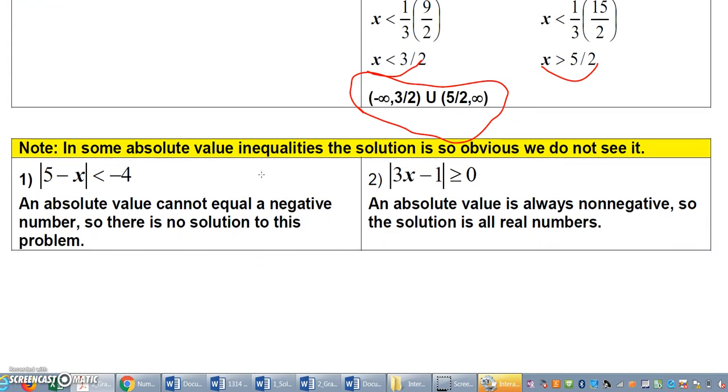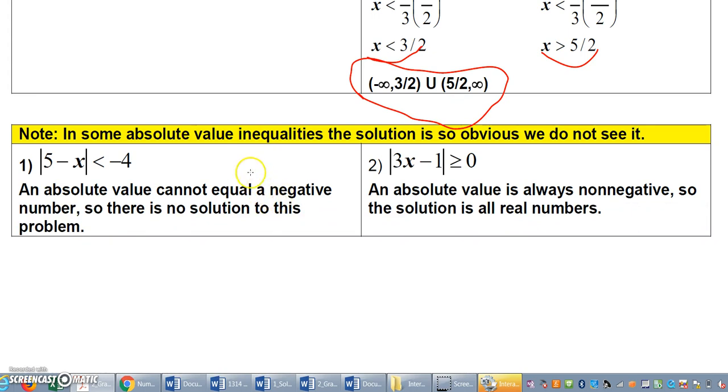Now the last thing I just want to mention real quickly, there are, in some absolute value inequalities, the solution is so obvious that you might not see it. So if I said solve the absolute value of an expression is less than a negative number, well, you know the absolute value of an expression can't be negative, so how can it be less than a negative number? So in that case, you can just say, well, there's no solution. Anyway, if you go back and look at my properties that I gave you, I said the properties only work when this is a positive number. So you can't apply the properties there.